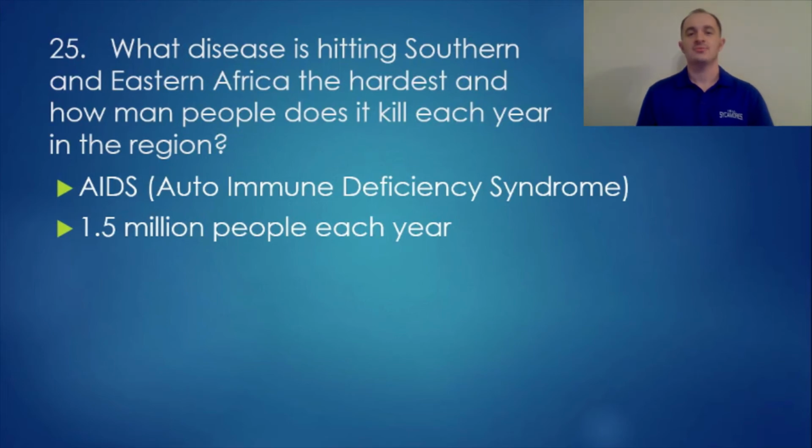Okay, number 25, what disease is hitting Southern and Eastern Africa the hardest, and how many people does it kill each year in the region? So that would be HIV or AIDS. More specifically, AIDS stands for acquired immunodeficiency syndrome and kills about 1.5 million people each year.